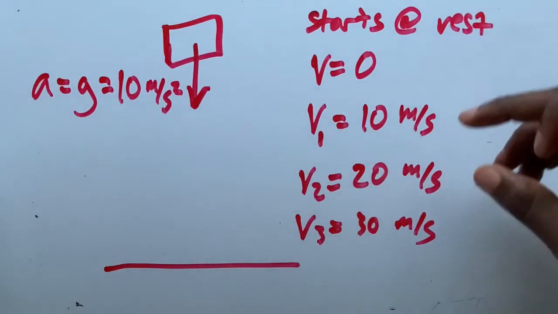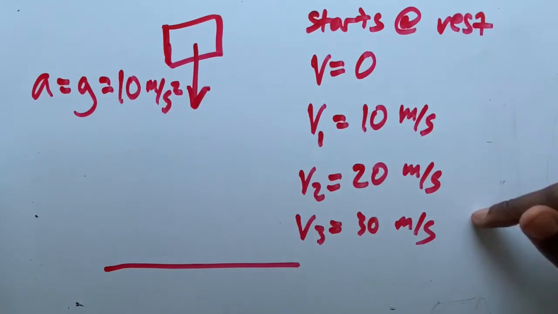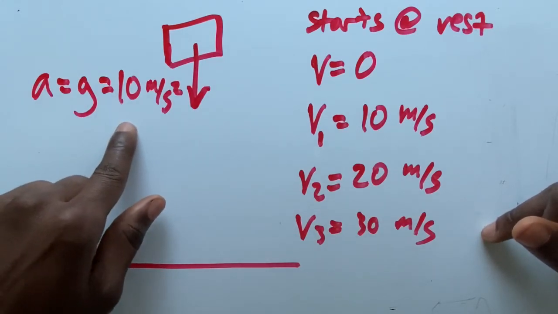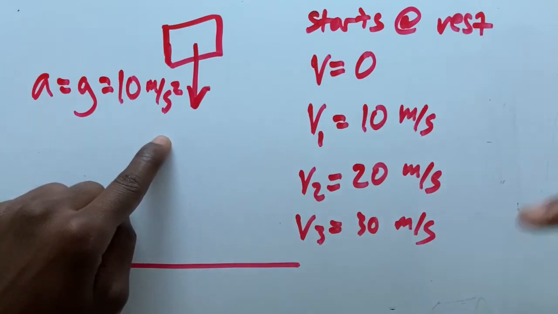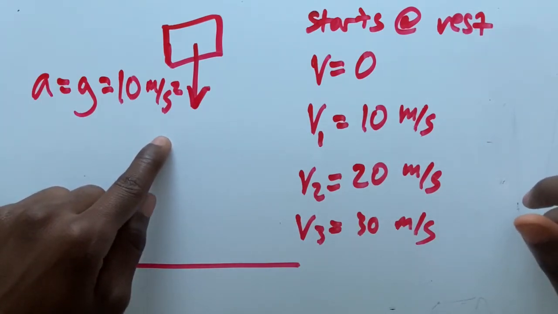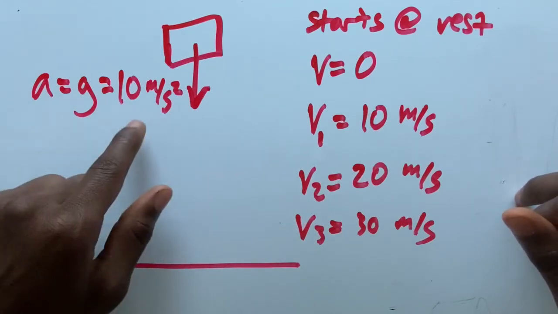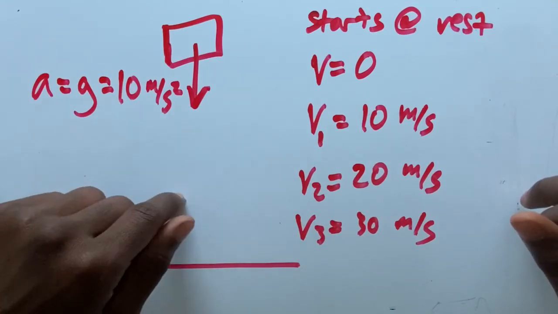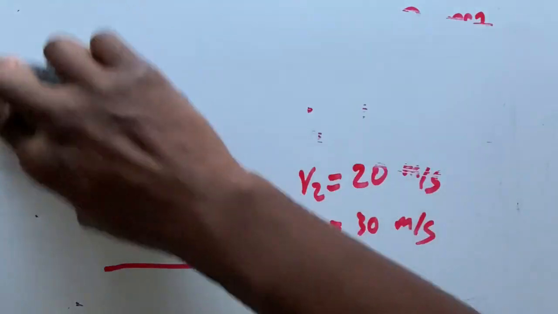So notice how the velocity is steadily increasing, right? It's increasing by increments of 10 because it's accelerating 10 meters per second squared. So for every second, the velocity is going to increase by 10 meters per second. So that's basically what the 10 meters per second squared means. All right. Okay. So let's see what's next on the slideshow here.